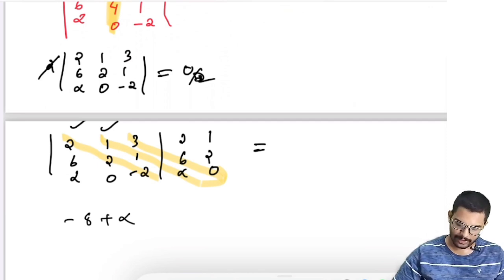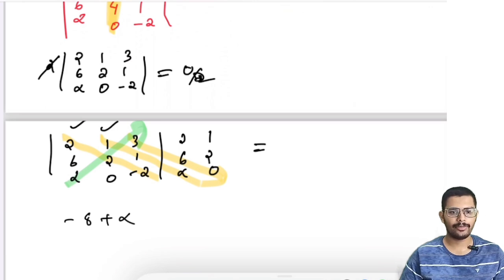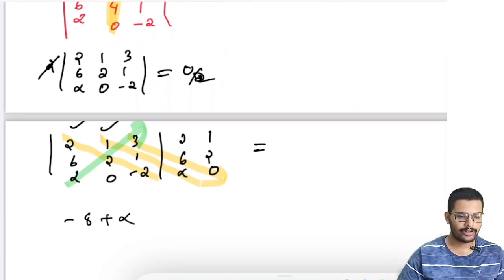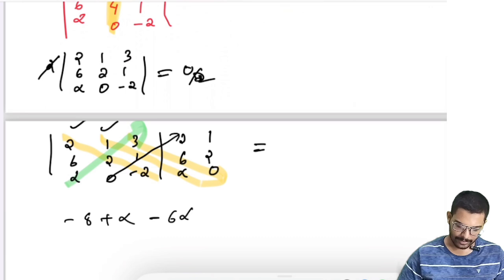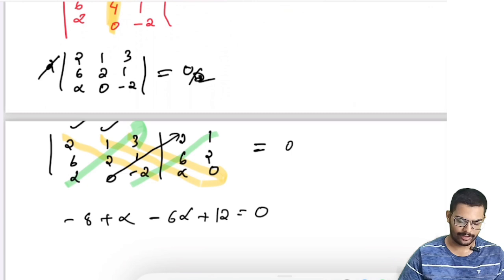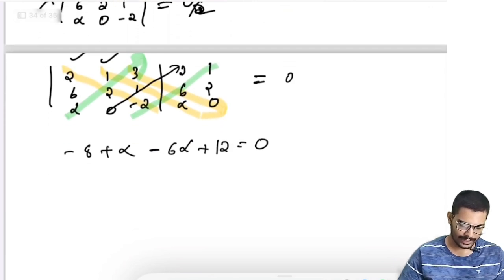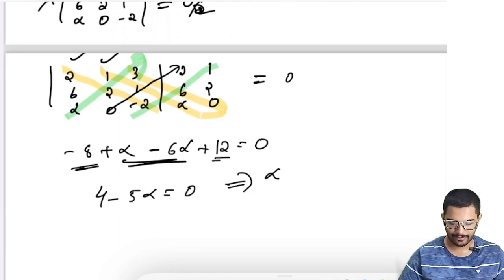Now if you go in the opposite direction, you should take the negative sign of the product. Alpha into 2 into 6, 3 will be 6 alpha, but it is in the opposite direction, so we consider minus 6 alpha. Here there is one 0, no need to consider. When you multiply here, you get minus 2 into 6 is minus 12, and taking the opposite sign, the determinant value equals 0. Now when you simplify, 12 and 4, minus 8 gives 4, and alpha minus 6 alpha is minus 5 alpha equal to 0. Alpha equals 4 by 5.